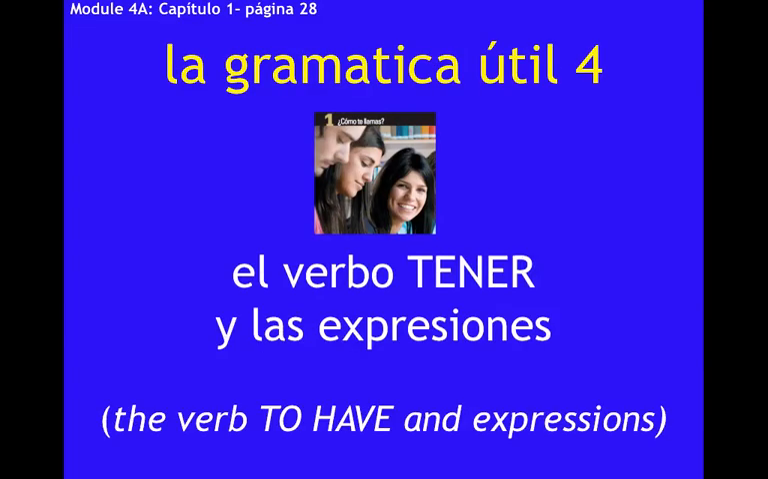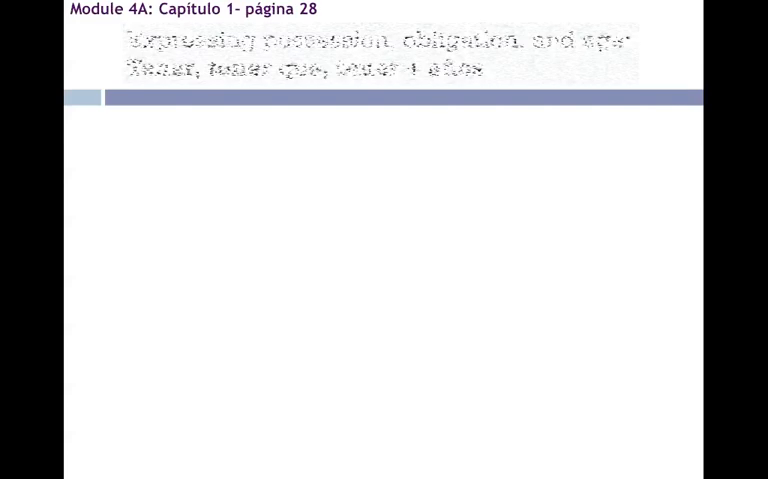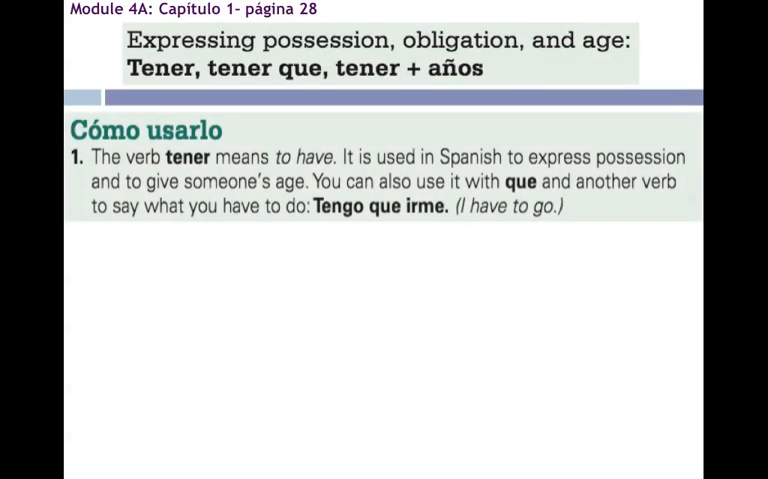And now let's move on to our new grammar topic, la gramática útil 4, el verbo tener y las expresiones, the verb to have and expressions that go with the verb to have. Expressing possession, obligation, and age, expressions with tener. So how do you use it? The verb tener means to have. It is used in Spanish to express possession, having things, and to give someone's age. You can also use it with que and another verb to say what you have to do. Por ejemplo, tengo que irme. And we'll get into that in more detail in a bit.